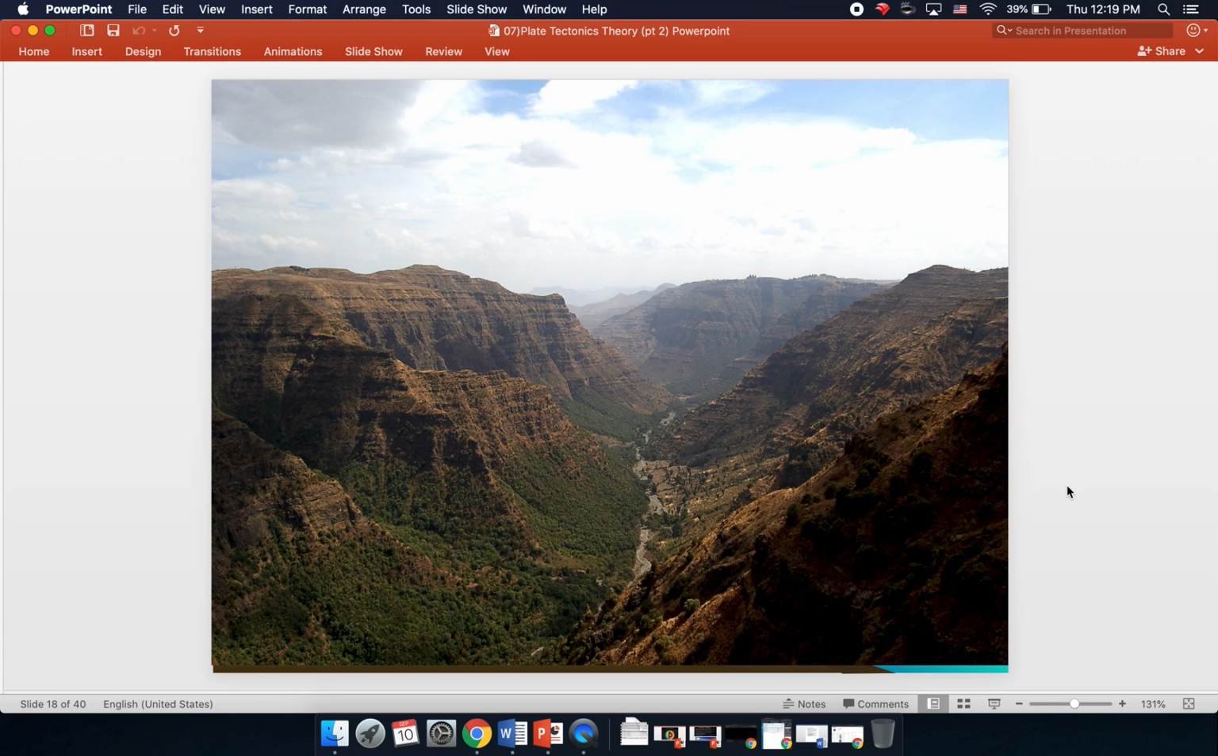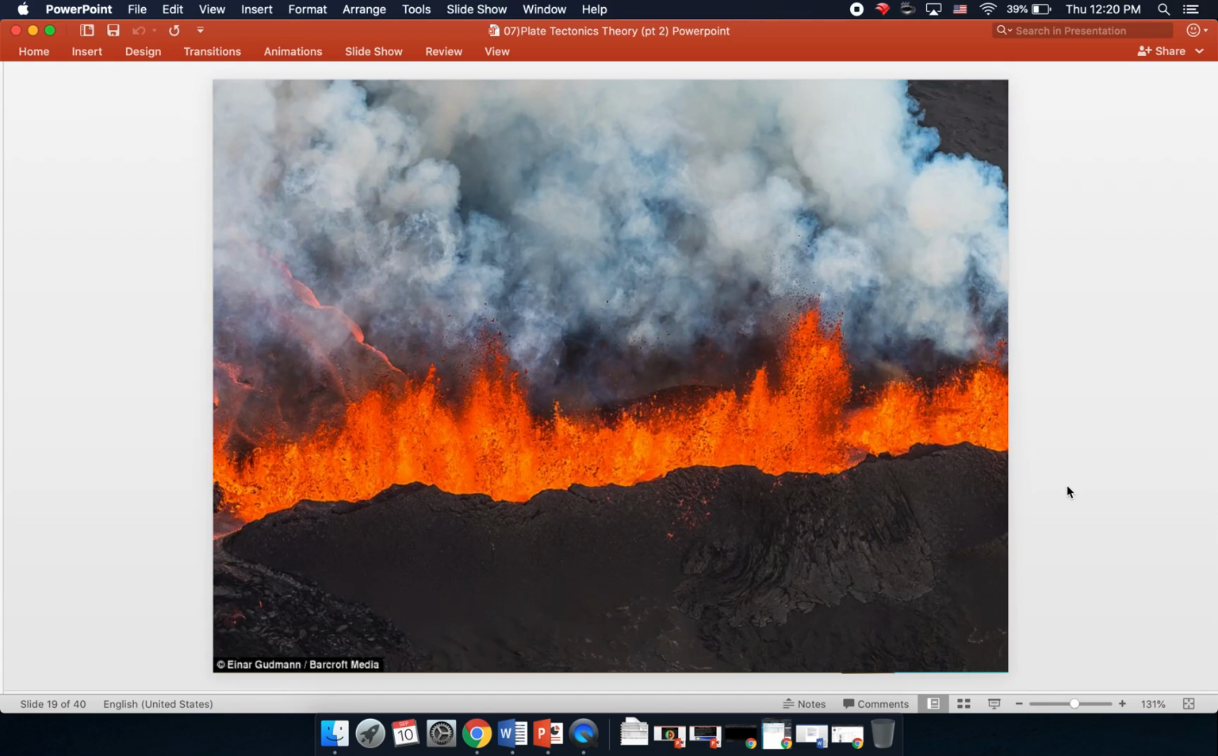Here's a picture of the Great Rift Valley in East Africa. And here we have a fissure volcano. So a fissure volcano is like a long crack in the earth through which magma escapes. We'll have more on that later when we get to volcanoes.